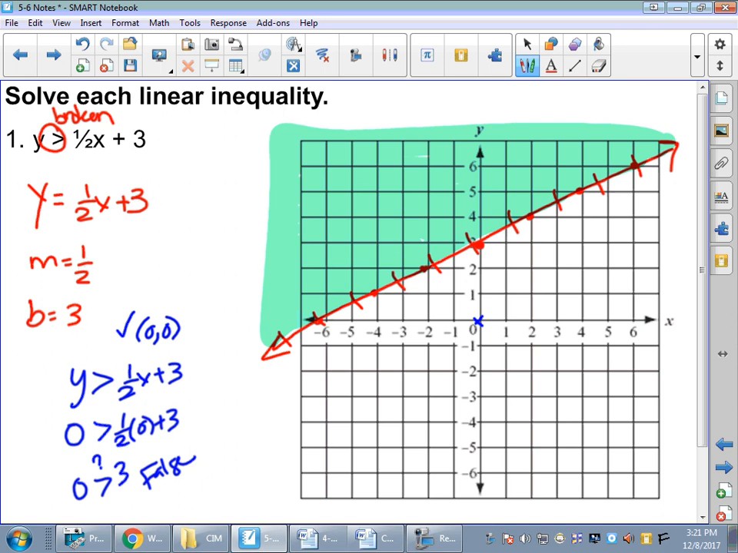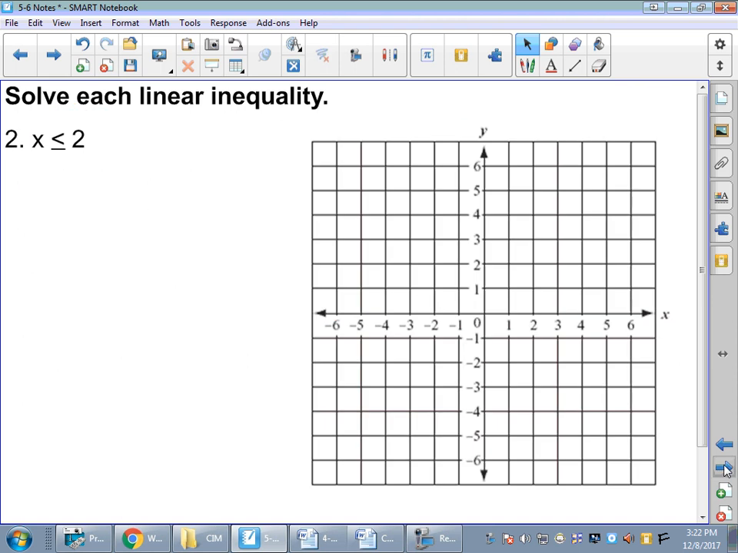If you don't believe me, you could check an ordered pair. Let's say this ordered pair right here, which is 0, 4. If I check 0, 4, which is in the shaded region, is 4 greater than 1/2 times 0 plus 3? Is 4 greater than 3? And this is a true statement. So what I'm saying is, if it doesn't work in the other plane, like ours didn't, you shade opposite. The extra point that I just checked is unnecessary as long as you believe me that you did the work correctly. Let's try another problem.